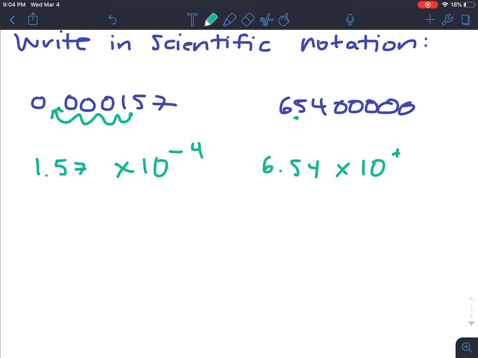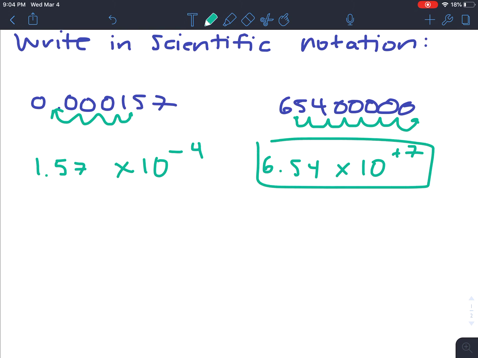How did I go from 65,400,000 to 6.54? Well, my decimal has moved 1, 2, 3, 4, 5, 6, 7 spots. So it's going to be 6.54 times 10 to the 7th.